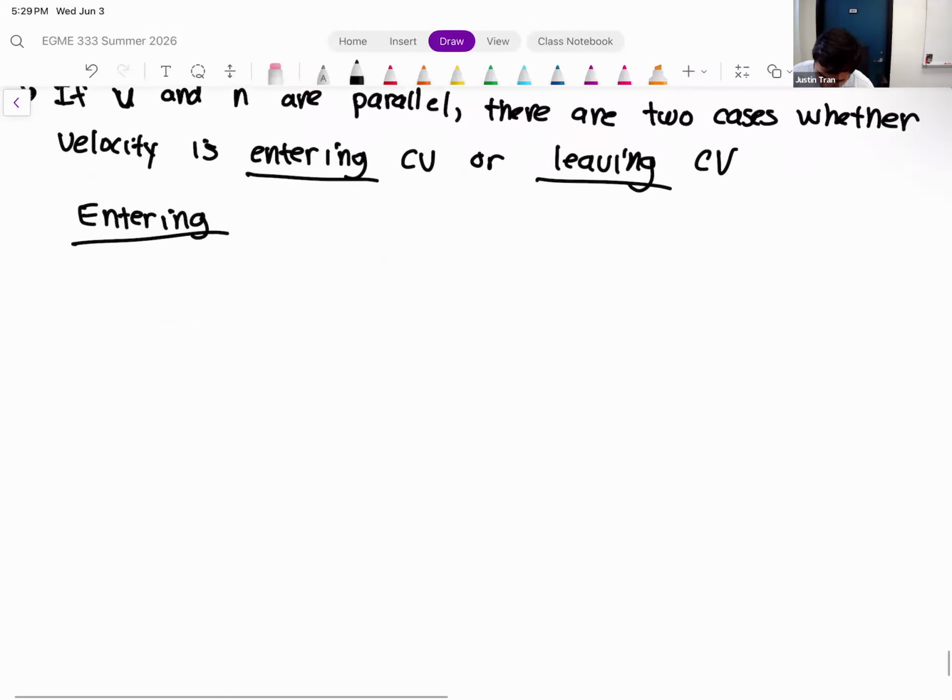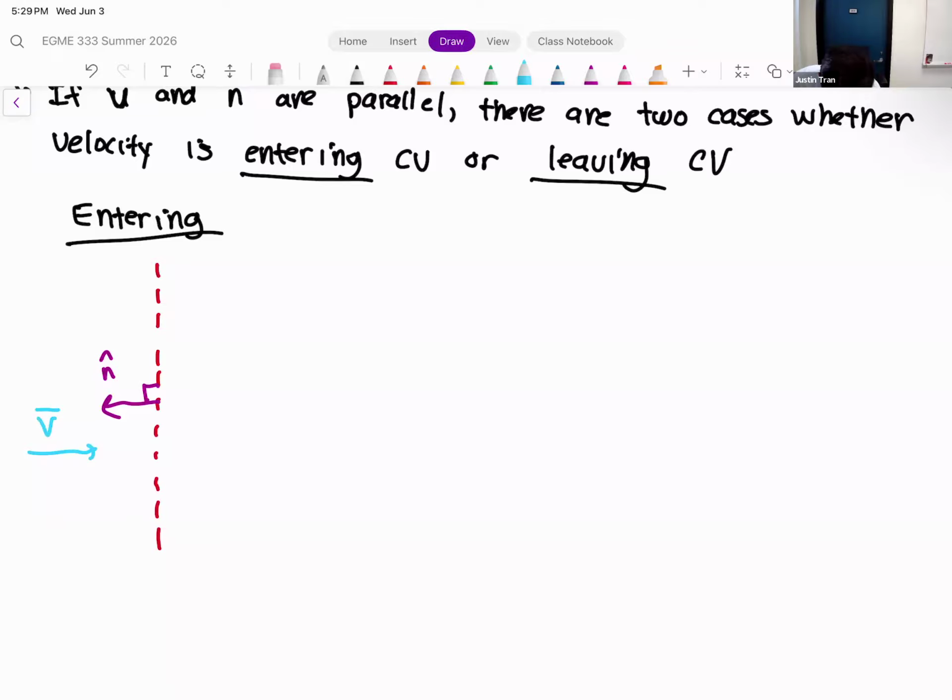Let's say we have our control volume surface just like this. We have our normal vector, and our normal vector always points outwards, right? We're assuming that our control volume is to the right of our red dotted line. And let's say that we've drawn our control volume in a way such that our velocity is parallel to it, but our velocity and our normal vector are in opposite directions, because our normal vector points out, but our velocity is going in.